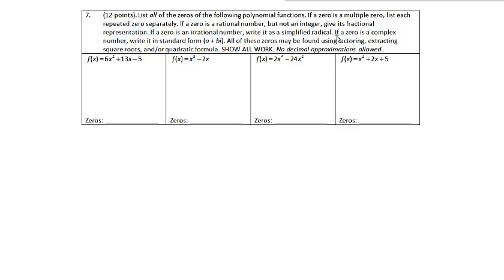Now, a couple of things about these. If the zero is complex, then we need to write it in standard form. All the zeros may be found by using factoring. That's what we'll try first. Extracting square roots, if that's appropriate. Quadratic formula. No decimal approximations. This needs to be all exact answers.